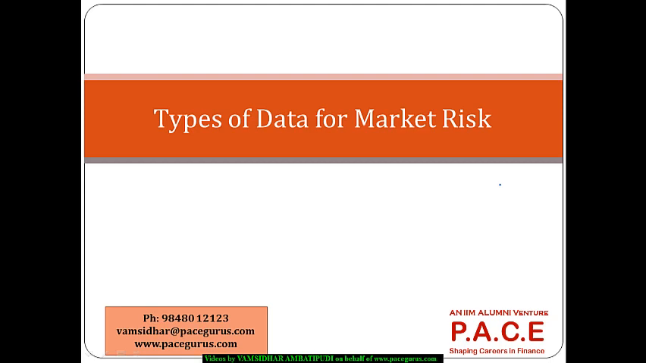Now, let's look at the different types of data that we generally refer to when we have to do some kind of calculations for market risk. We say there are various measures for market risk like value at risk, or we talk about expected shortfall. We talk about any other coherent risk measure. So, while computing all these things, we are really looking at some different types of data.